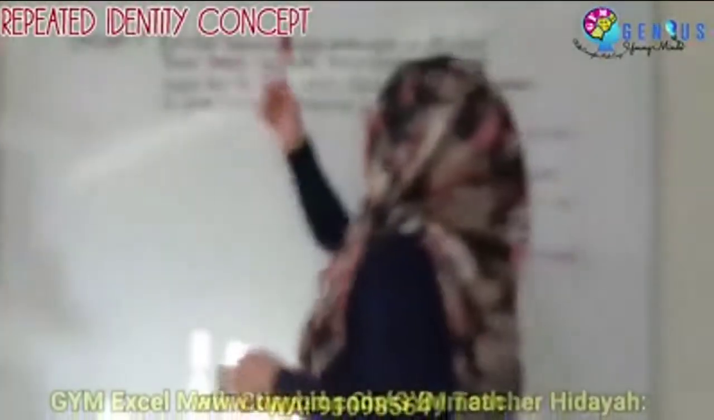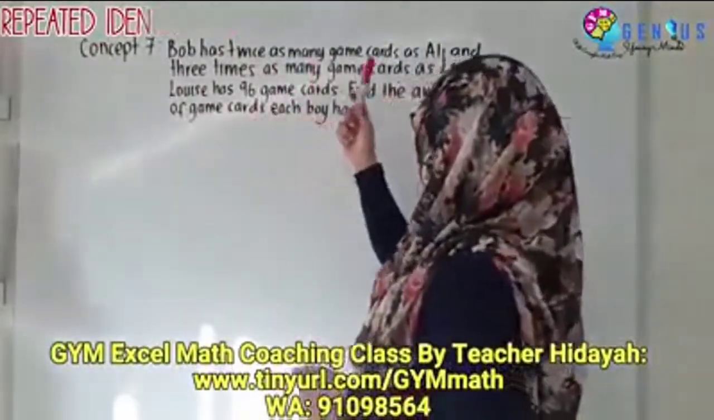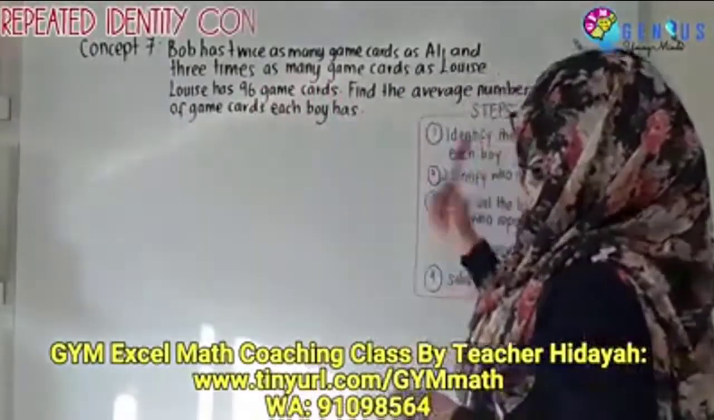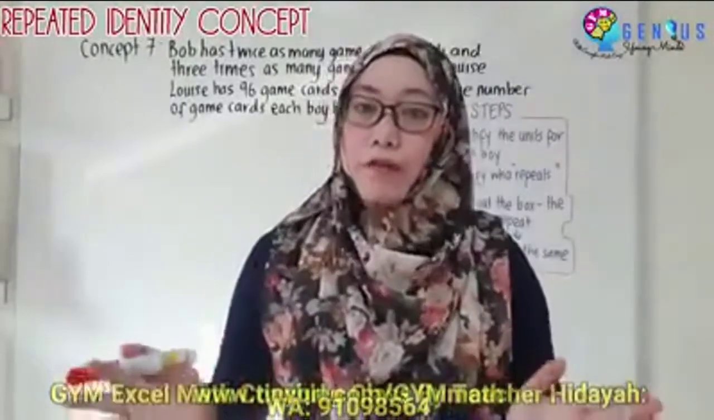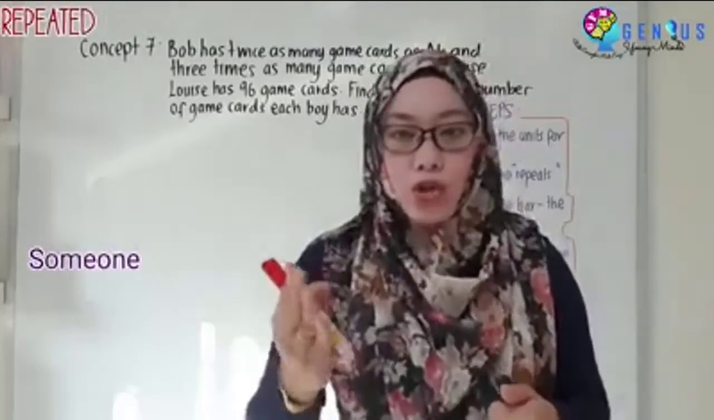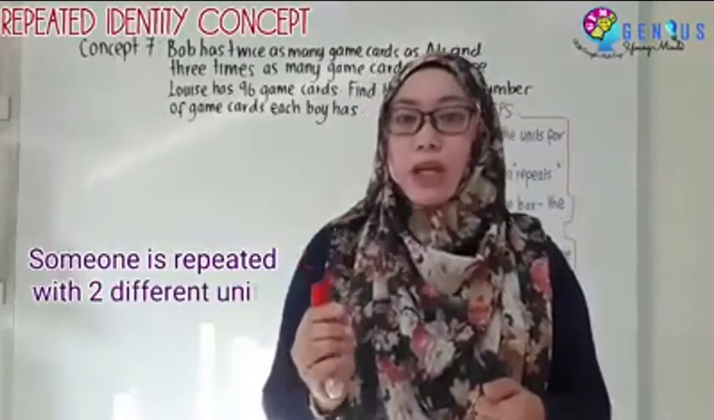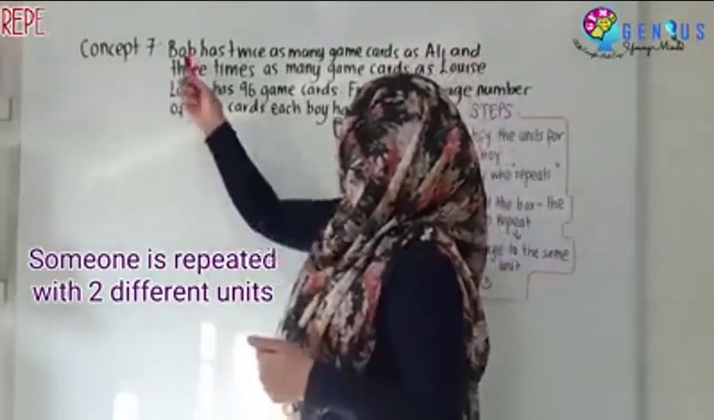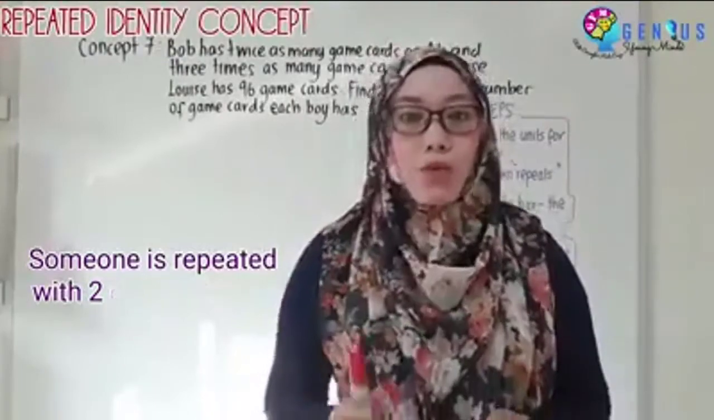Okay, so Bob has twice as many game cards as Ali and thrice as many game cards as Louis. Louis has 96 game cards. Find the average number of game cards each boy has. So you have this question. It looks straightforward and your child will usually attempt this question by drawing out models. And then they will be stunned, or they will stop because they do not know how many units Bob has, because in this question Bob is repeated.